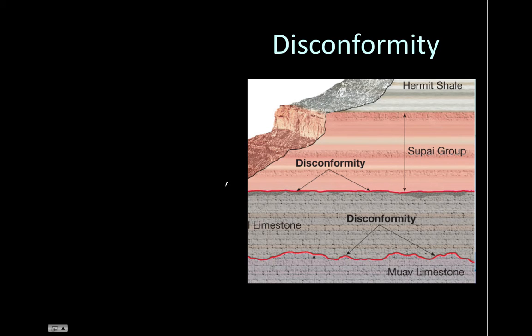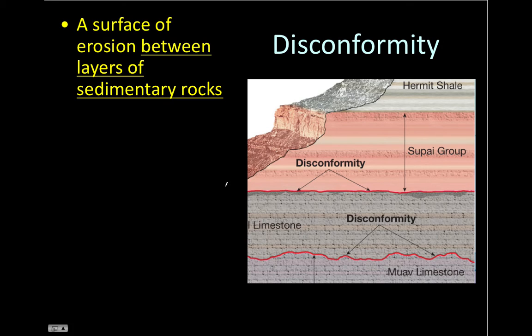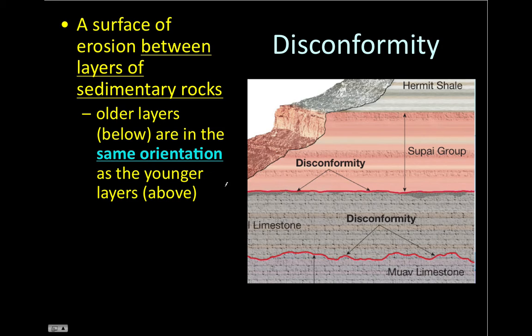Now the next type of unconformity is referred to as a disconformity. A disconformity is an erosional surface that occurs between layers of sedimentary rocks. So it's very similar to an angular unconformity. But the difference between an angular unconformity and a disconformity is that the older layers, which are below, are going in the same orientation as the younger layers above. So if we have a sequence of layers here, these limestone layers, and above that we have, let's say, some sandstone layers, they're all going in exactly the same orientation.